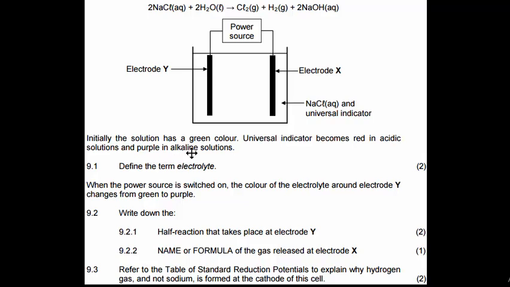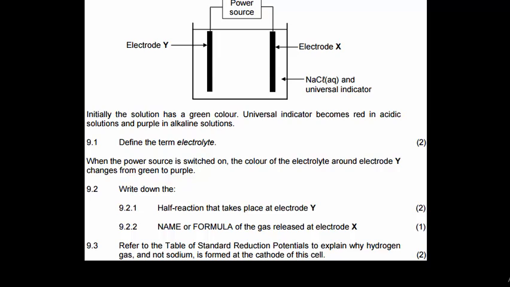Initially, the solution has a green color because of the indicator. The universal indicator becomes red in an acidic solution. So initially it's green. In an acidic solution, it would become red, and it will become purple in an alkaline solution. So acidic means that there is an excess of H plus ions, and alkaline means there's an excess of OH minus ions.